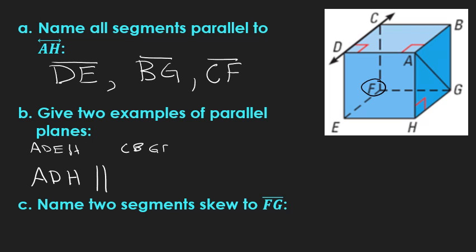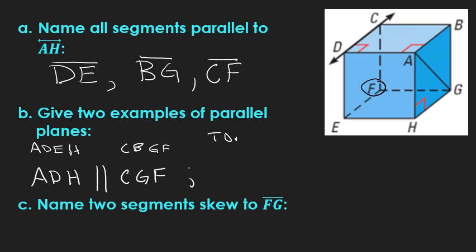and the back plane contains letters C, B, G, and F. I don't care which letters you pick out of those, but to name a plane, you're only going to use 3 letters. So maybe I will choose C, G, and F. So those 2 planes are parallel. That would be one example.